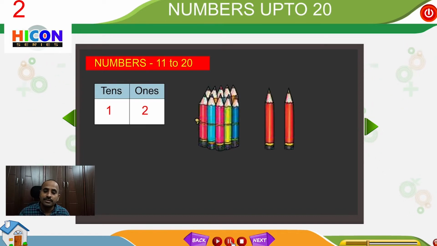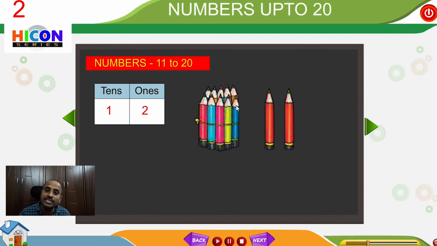Yes. So in the picture, how many ones are you observing? 2 ones. That means how many single pencils are you observing? So there are 2 single pencils. Each single pencil represents ones. So how many ones are there? 2 ones. So we have to write 2 here.